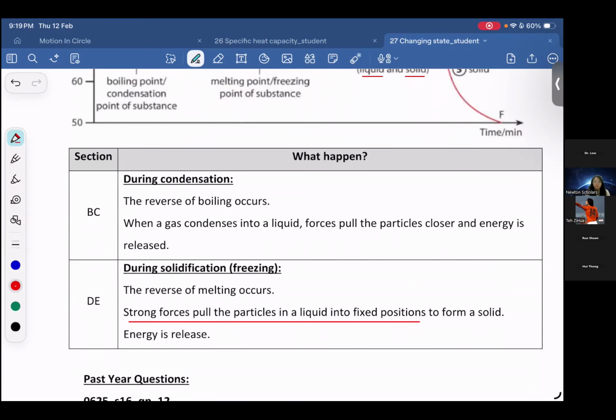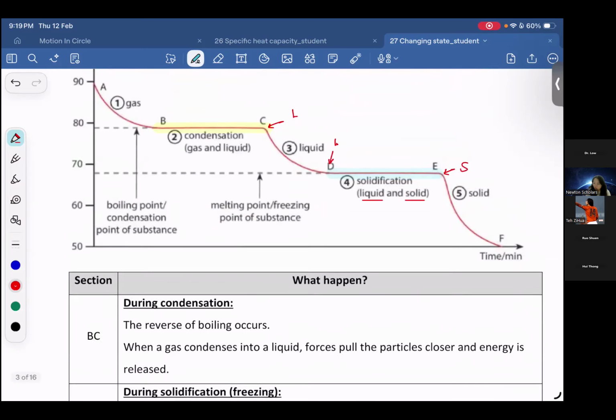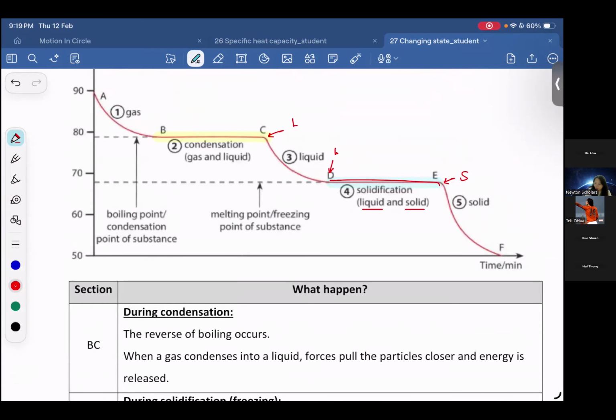That's all. Okay, this point we call the freezing point. But if we sketch it into the heating curve, we can call this point roughly 68 degrees Celsius, the melting point. In the cooling curve, it is a freezing point. In the heating curve, this 68 degrees Celsius is a melting point.